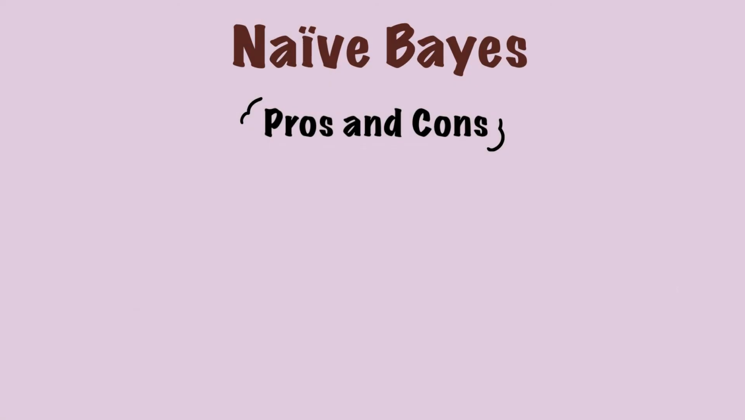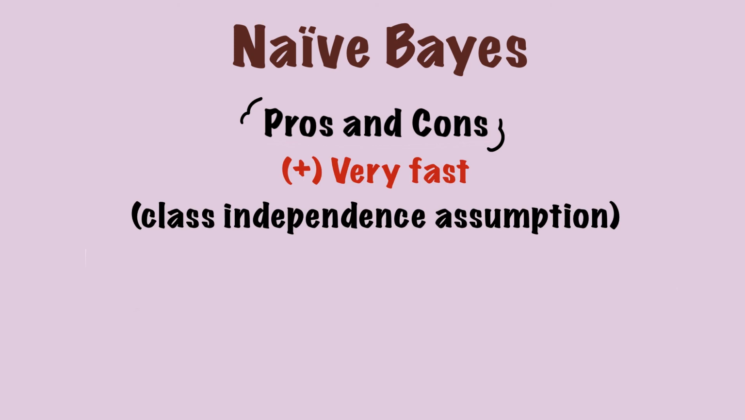The last thing I want to talk about is the pros and cons of naive Bayes. The main advantage of naive Bayes is the speed. It's a fast classifier that we can put large amounts of data into and get the answer soon. In fact, the class independence assumption allows naive Bayes to do the calculation much faster than the algorithms that do not have this assumption.